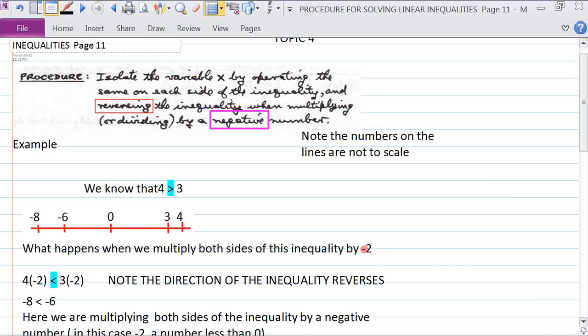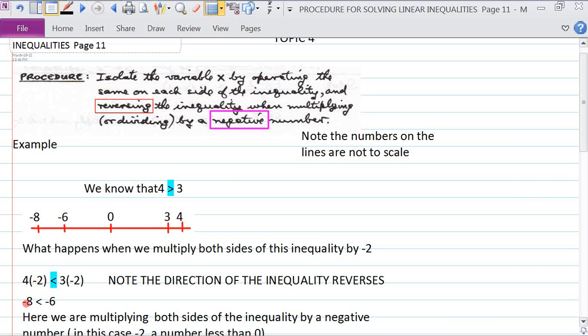Now this is specific for negative numbers, what we're going to do when we multiply or divide by a negative number. So when we multiply 4 times negative 2, and then also do the same, multiply the right side by negative 2. So we start off with 4 greater than 3. We multiply the 4 by the minus 2 and the 3 by the minus 2. What we find is the result, minus 8, in relationship to minus 6, is no longer greater than, but less than. Minus 8 is less than minus 6.